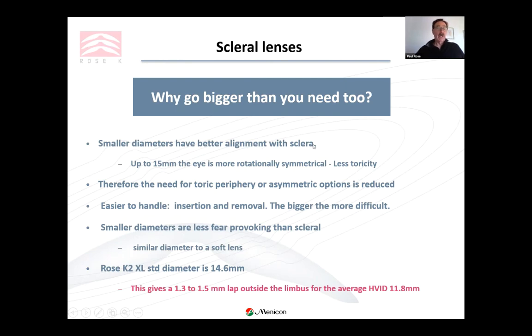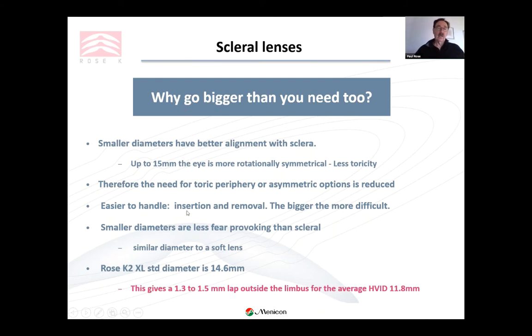Small diameters have better alignment with the sclera. We know that the eye is more rotationally spherical. There's been several studies say up to about 15 millimeters, and we have less toricity. The bigger you go, the more you have to consider the toricity of the eye. Therefore, the need for toric periphery or asymmetric options is reduced if you can keep the lens under 15 millimeters. Also, it makes it easier to handle, makes insertion and removal easier. The bigger the lens, the more difficult.